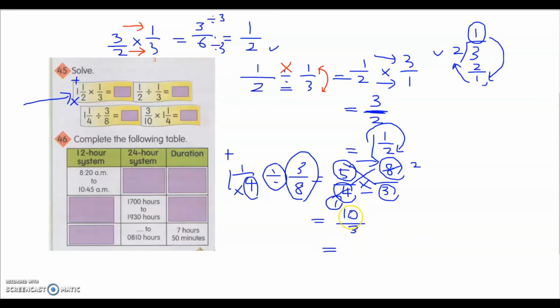And then this we have to change to proper fraction. So 10 divide 3, right? 10 inside divided by 3 outside. 3 times 3 is 9. Balance is 1. Clockwise, the round number is 3. And then 1. And then 3.